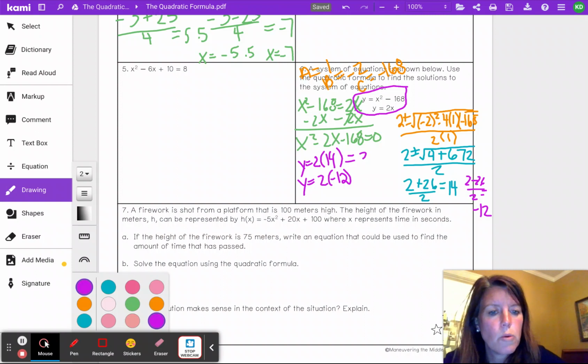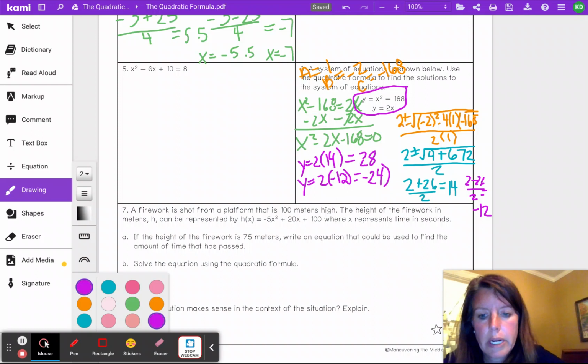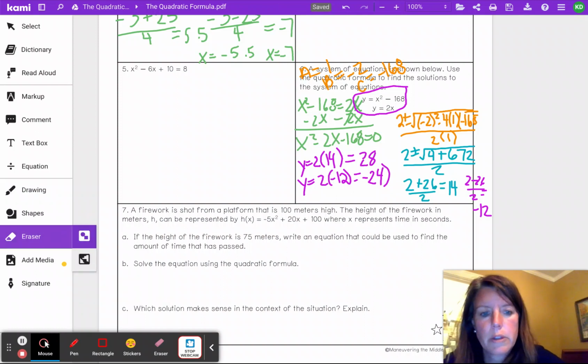All right. So y equals 28. And then y equals -24. So here are ordered pairs. I don't know why I put a parentheses around that.